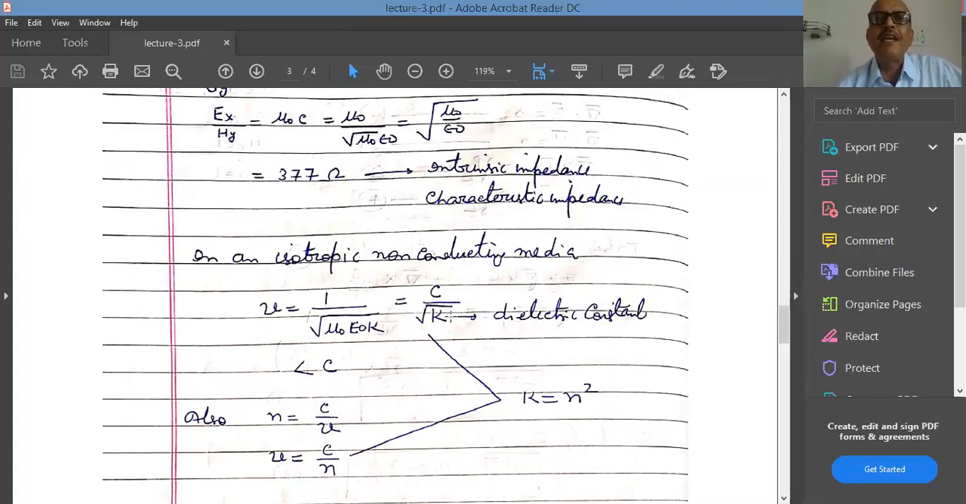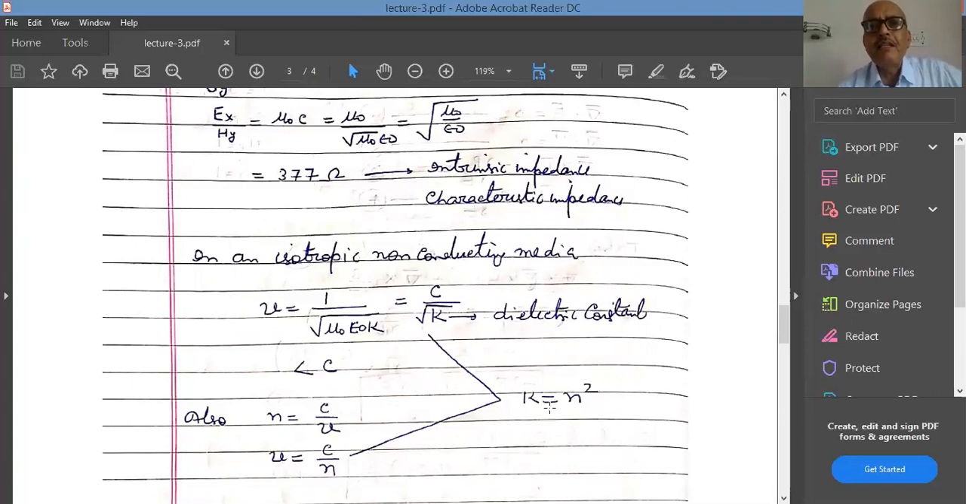The value of k is larger than 1, so the velocity will be less than C. So the important difference between the propagation of electromagnetic wave in free space and in non-conducting media is that in non-conducting media, electromagnetic wave propagation takes place with a velocity less than the velocity of light.